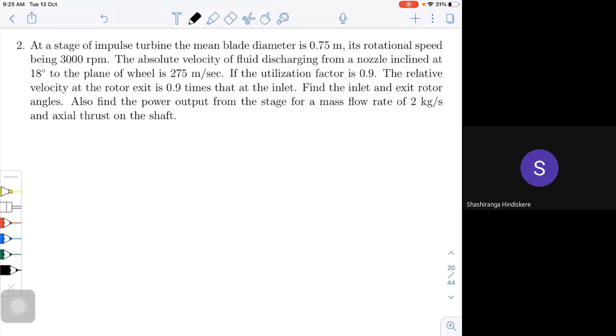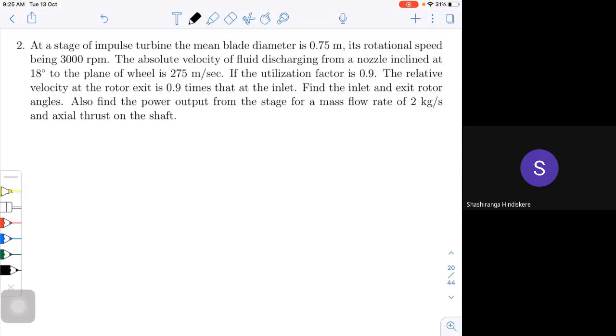Also find the power output from the stage for a mass flow rate of 2 kg per second and the axial thrust on the shaft. So this is the problem statement. Now, this is an axial flow machine.